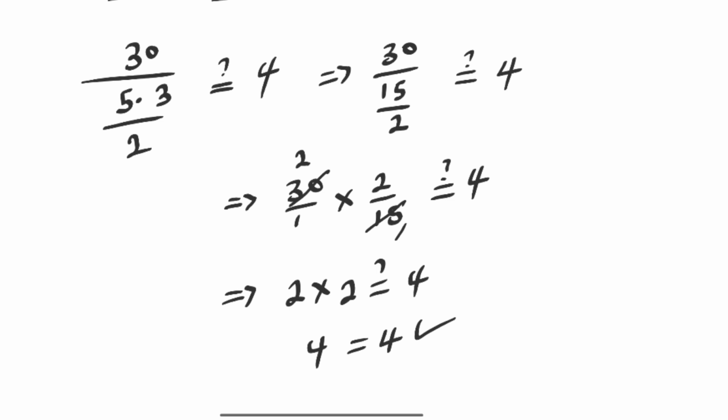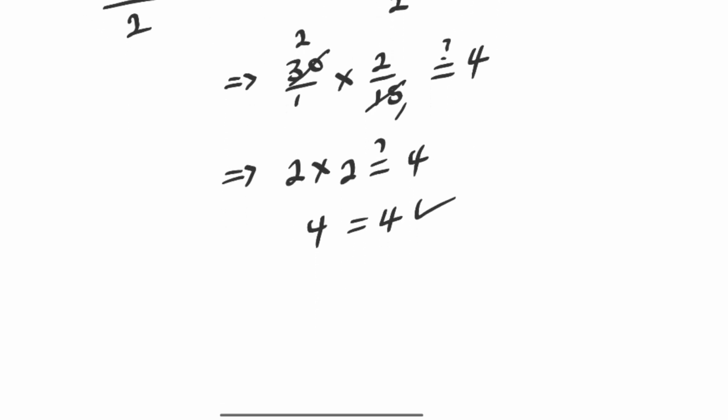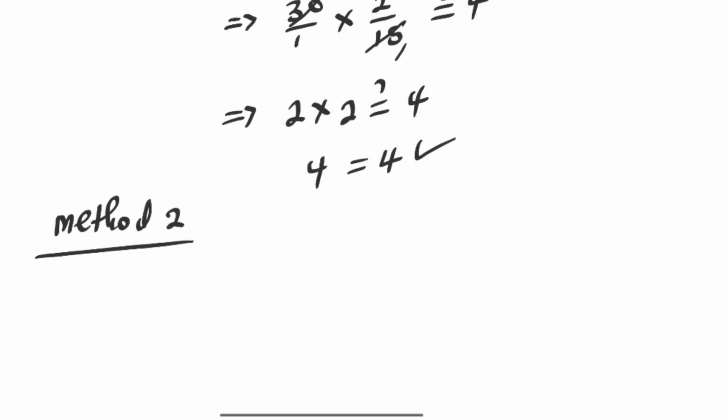Then let us solve this problem using another method called method 2. And in this case, we are going to make use of a calculator. Let us call this method 2. We have the given equation 30 over 8 raised to power s is equal to 4.